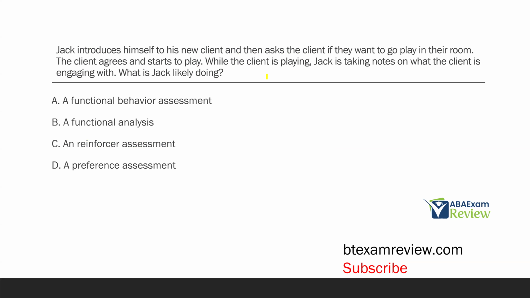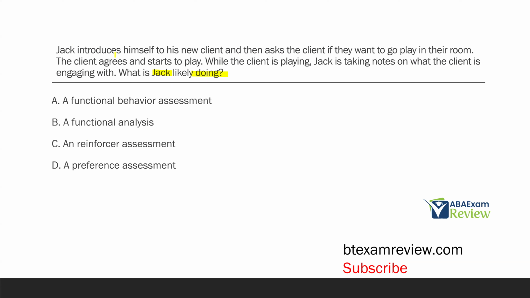Jack introduces himself to his new client and then asks the client if they want to go play in their room. The client agrees and starts to play. While the client is playing, Jack is taking notes on what the client is engaging with. What is Jack likely doing? So again, we're looking at Jack, and what is Jack doing? Because we have Jack and the client. The question is asking about Jack.